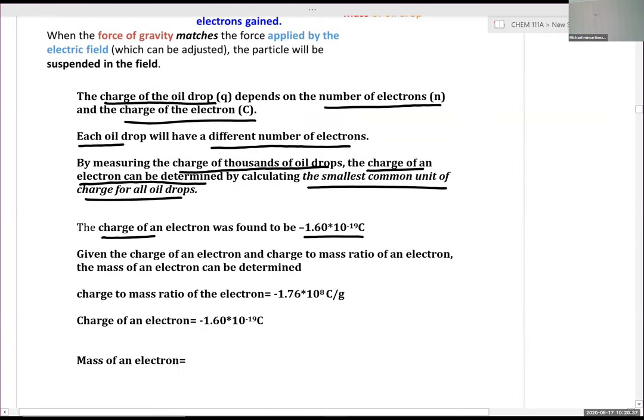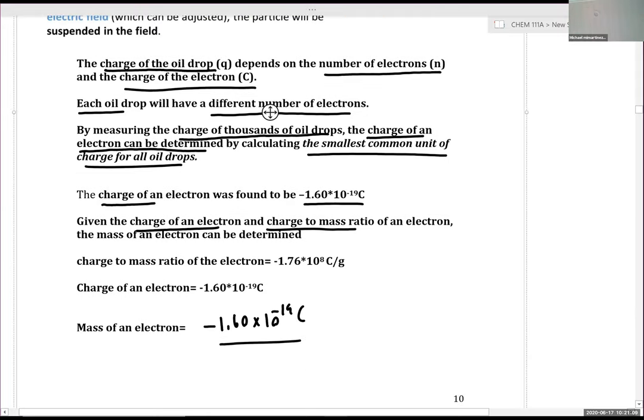Now this is where things get really exciting. From these two experiments, from our study of cathode ray beams and from the Millikan oil drop experiment, we have determined the charge of an electron and the charge to mass ratio of an electron. So then we can solve for the mass of an electron by taking the charge, which is negative 1.60 times 10 to the negative 19th coulombs, and in turn dividing by the charge to mass ratio, which is negative 1.76 times 10 to the 8th coulombs per gram. Coulombs cancel, and we're left with the mass of an electron.